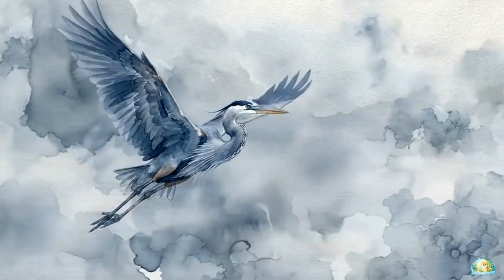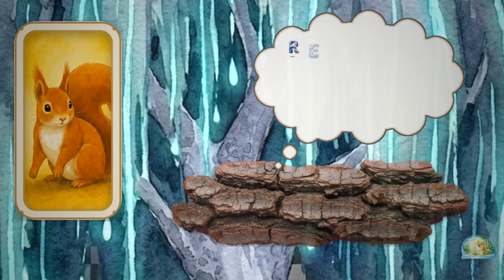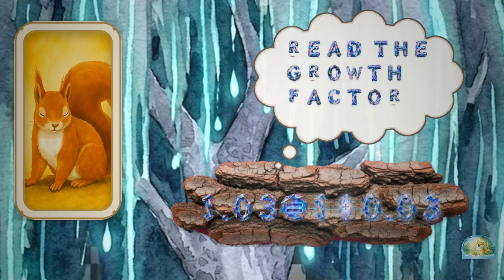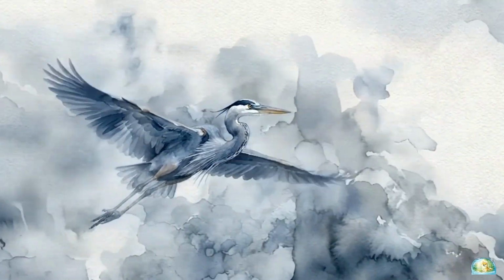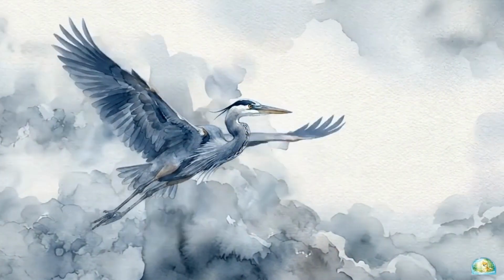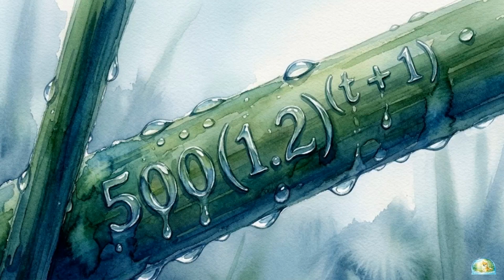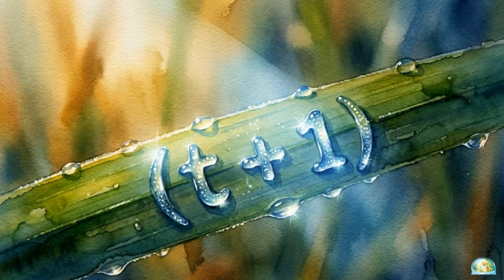A weather shift brings Wren to a cloud formation. A base of 1.03 means 3% yearly growth. Moving through it requires isolating a single extra step of growth from the total power. The expression is 500 times 1.2 to the power of t plus 1. That extra plus 1 in the exponent represents a factor of growth that can be moved outside the power.